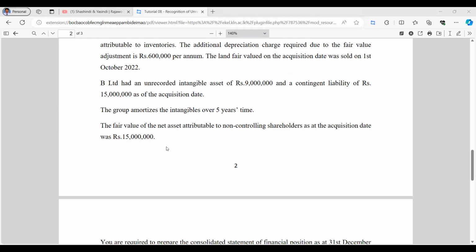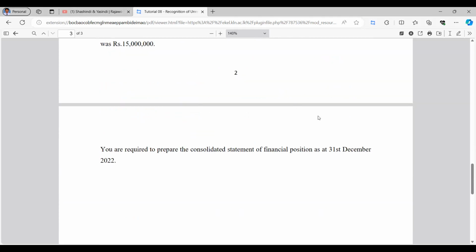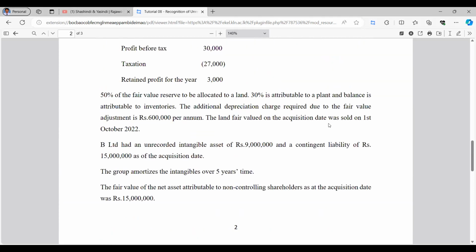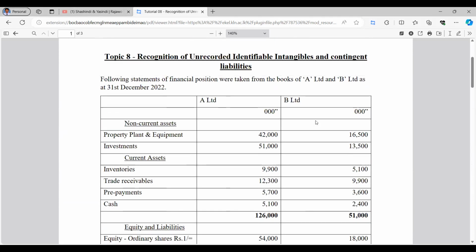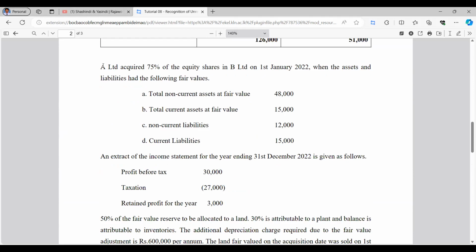The fair value of the net assets attributable to the non-controlling interest at the date of acquisition is 15,000. You are required to prepare the consolidated financial statements. This kind of question is basic consolidation. So first of all, you want to prepare the consolidation adjustments, the group structure and the date of acquisition. For that, I will share Excel with you.